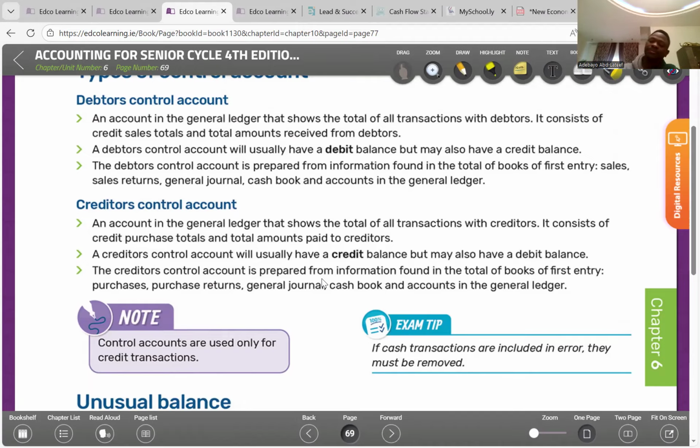Do you get that? And the last one: the creditors control account is prepared from the information found in the total books of the first entry, like the purchases returns, your general journal, your cash book. These are where we extract information for the purchases ledger control account. Any question about that? Done. So we have the usual balance now.